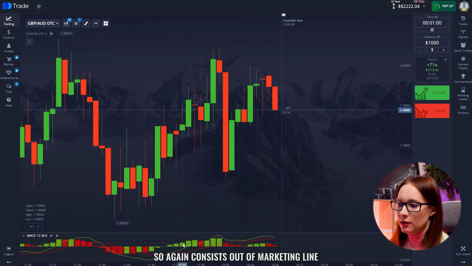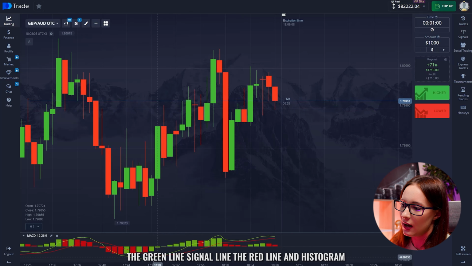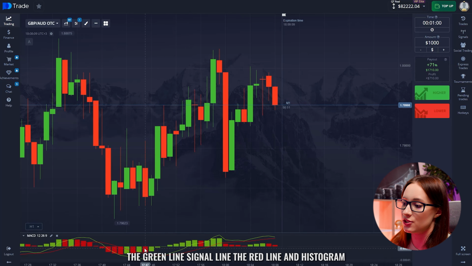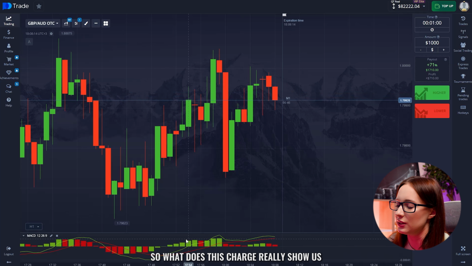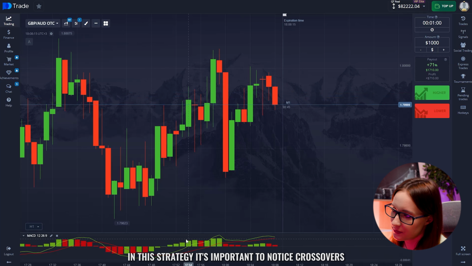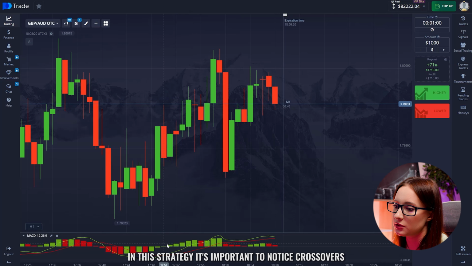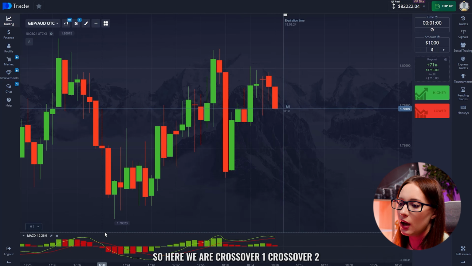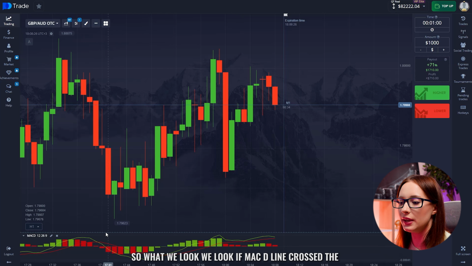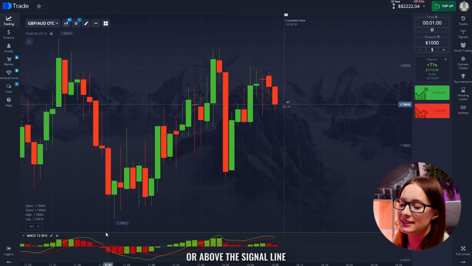So again, it consists of the MACD line, the green line, the signal line, the red line, and the histogram. So what does this chart really show us? Well, in this strategy, it's important to notice crossovers. So here we are, crossover 1, crossover 2. What we look for is whether the MACD line crossed below or above the signal line.